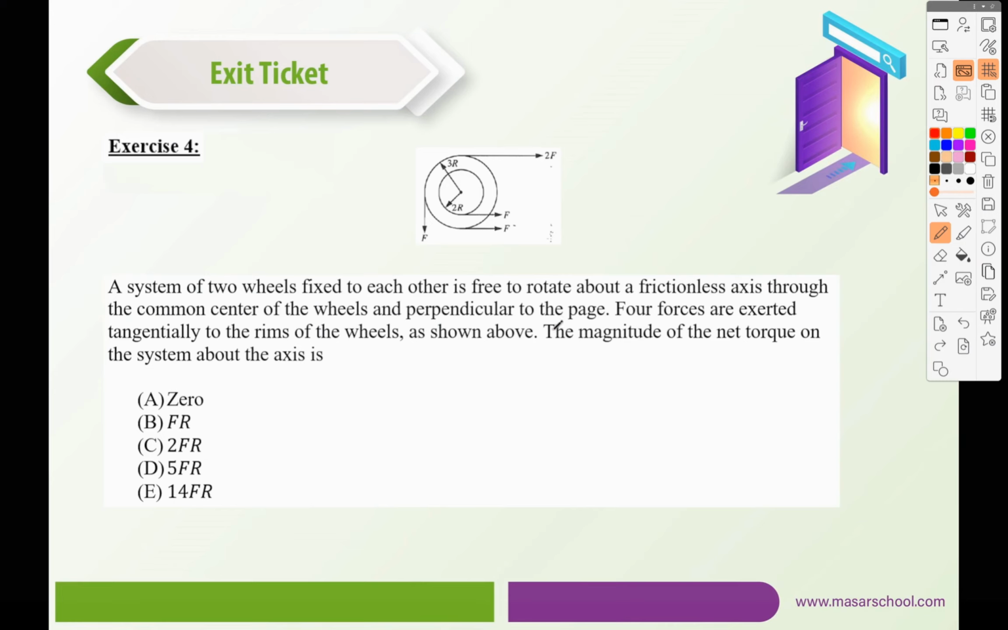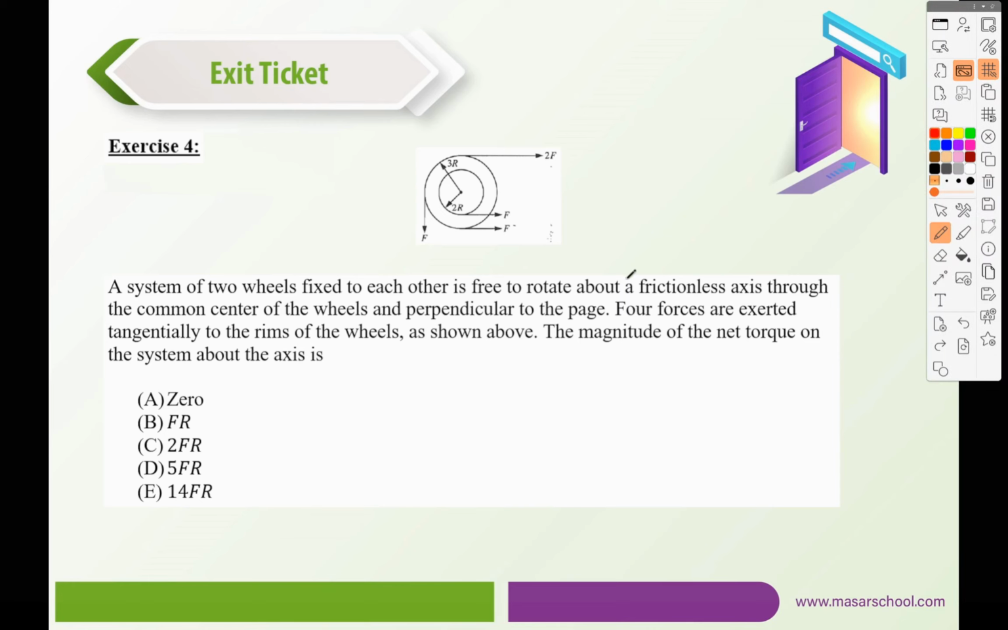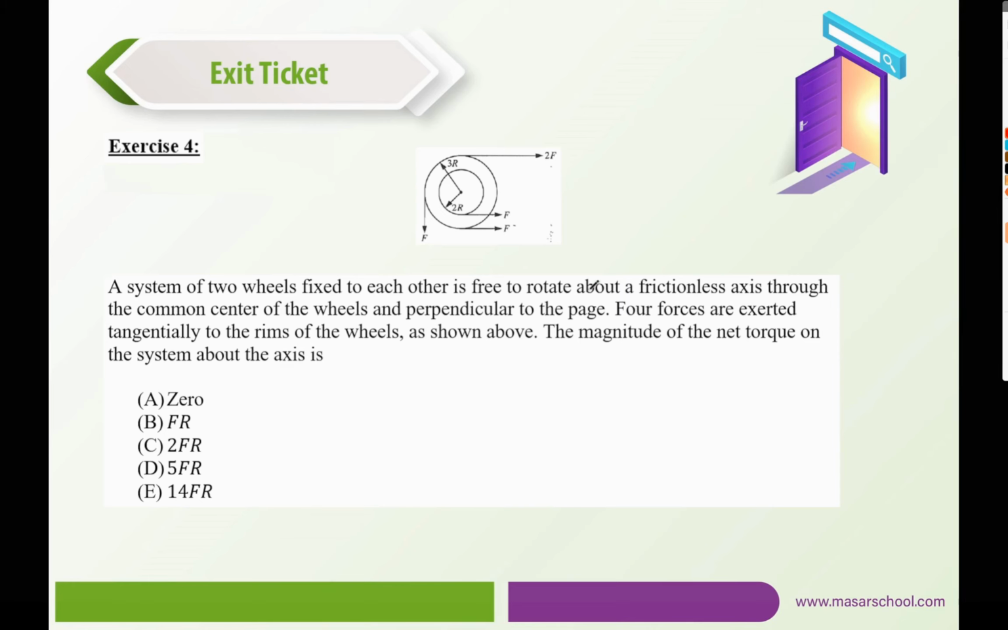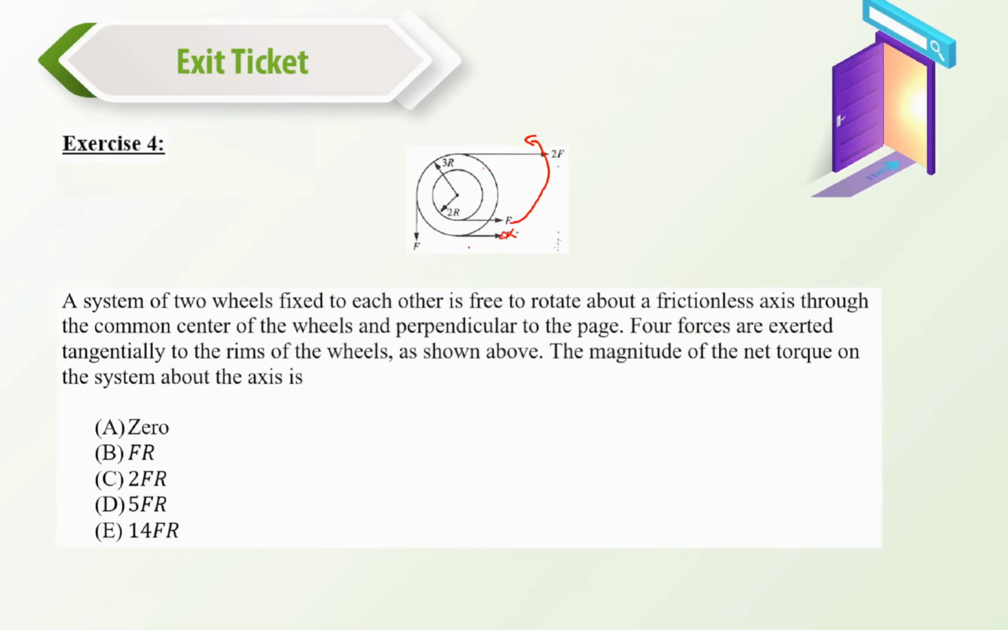The magnitude of the net torque on the system about the axis is given by, so they want the magnitude. We're not interested whether the positive direction would be counterclockwise or clockwise. We just need to fix a direction. Then let's calculate the torque produced by each force. So let me start with this force. Let me eliminate it. That would produce a torque in the positive direction.